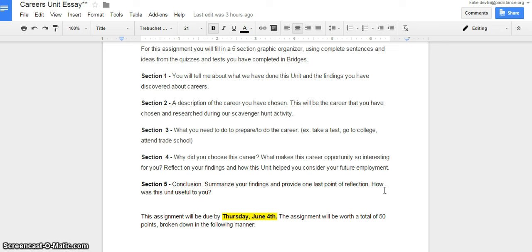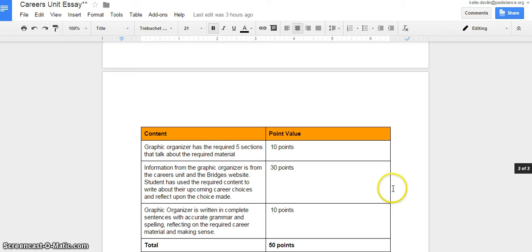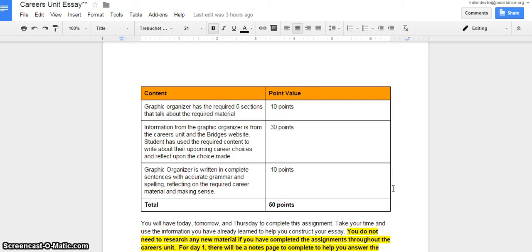The assignment is due on Thursday, June 4th, so you have the next 3 days to work on it. Today you'll be doing the first 2 sections of the graphic organizer. The assignment will be worth a total of 50 points and broken down in the following manner. Graphic Organizer has the required 5 sections that talk about the required material. So guys, you need to talk about what you're supposed to talk about. That's as simple as it gets for this one, to make sure that you aren't off topic and that you do understand what you are talking about.